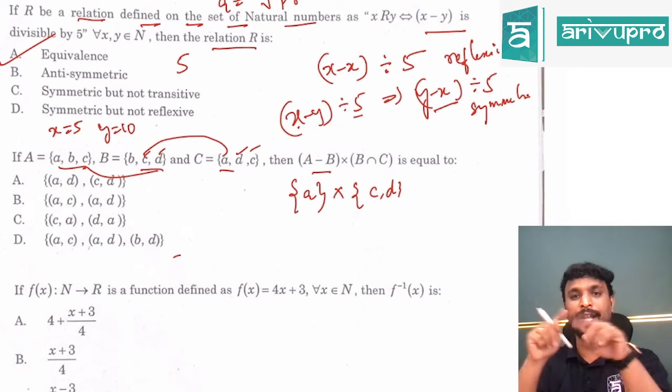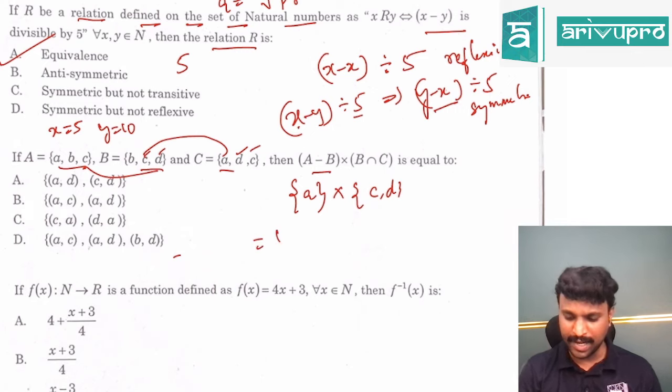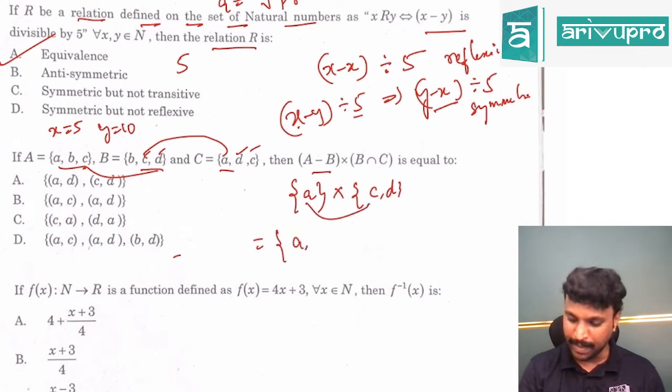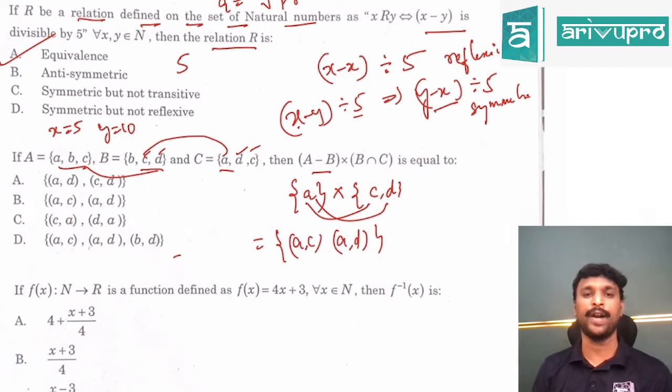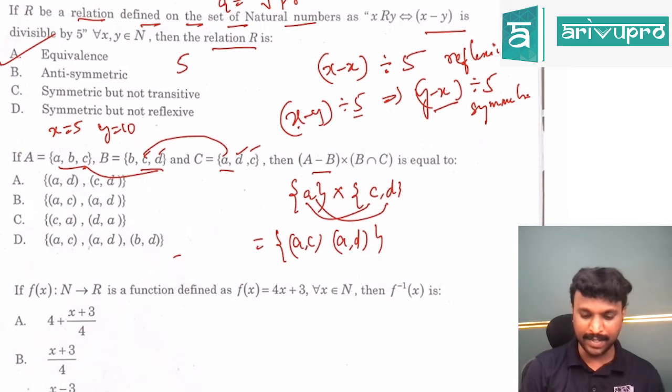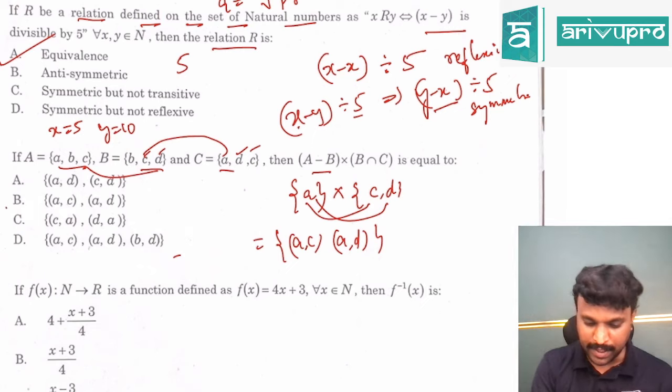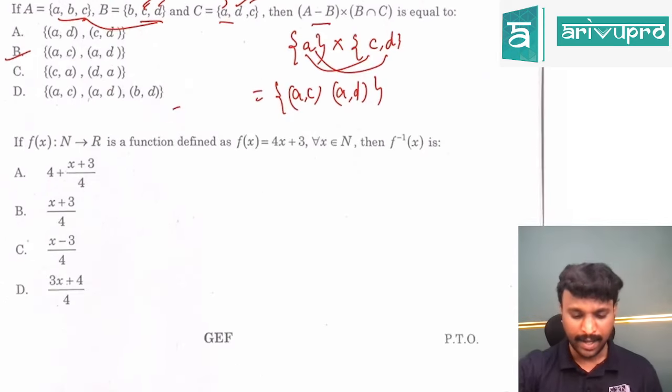Now we have to take the Cartesian product. So what is the Cartesian product? A comma C is the first ordered pair, then A comma D. So this is the Cartesian product. Therefore the answer is A comma C and A comma D. So option B is the answer. Guys, look at the next question.